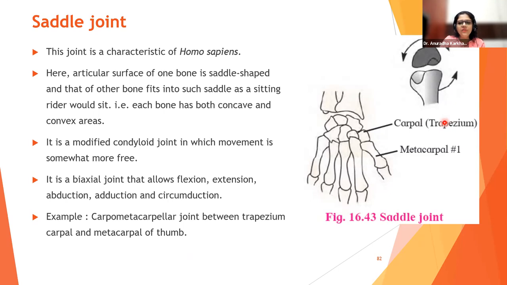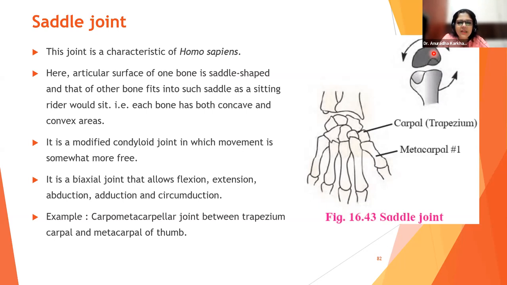So the shape of the bone is going to be like a saddle. The articulating surface of one bone is saddle shaped, and that of the other bone fits into it, like a rider sitting on the saddle back of the horse. It is a modified condyloid joint in which movement is somewhat more free. You can see the saddle shape here, which fits perfectly into each other. It is a biaxial joint that allows flexion, extension, abduction, adduction, and circumduction.